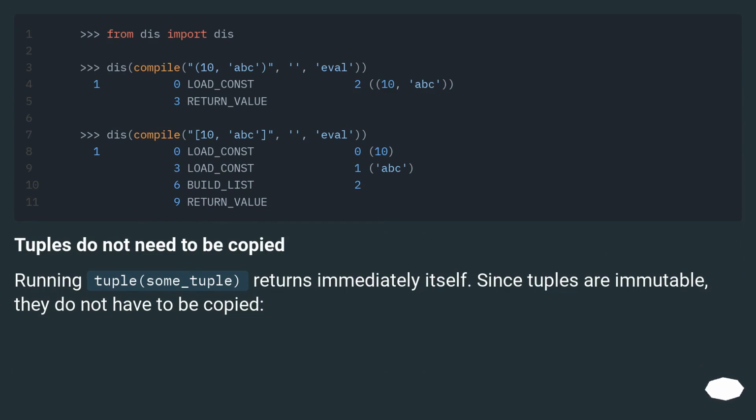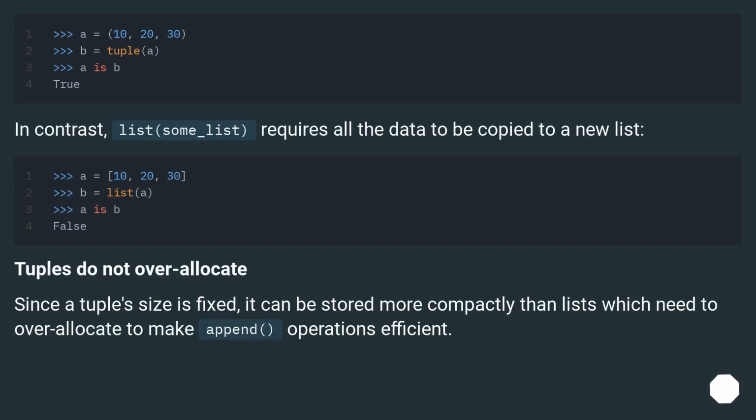Tuples do not need to be copied. Running tuple sum underscore tuple returns immediately itself. Since tuples are immutable, they do not have to be copied. In contrast, list sum underscore list requires all the data to be copied to a new list.